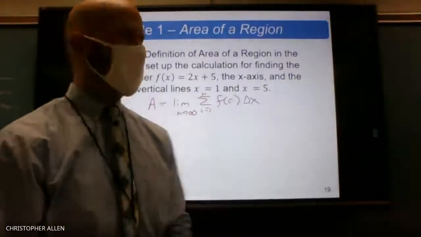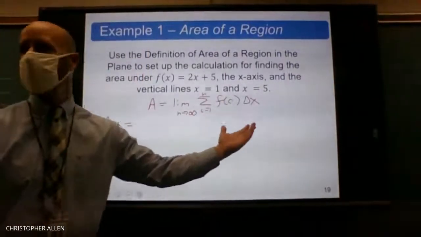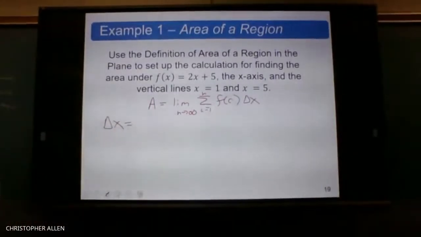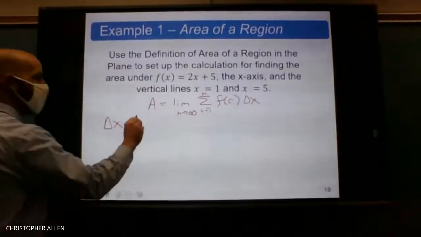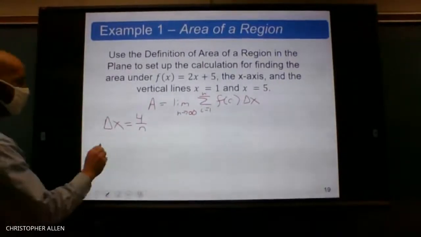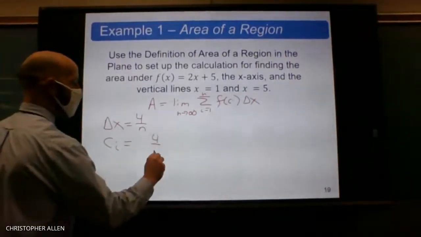All right, so my guess is most of you guys remember this is the formula that I just wrote, and you probably looked it up or figured it out on our last example. What is delta x here? It's 4 over n, right? That's what our delta x is. C sub i is 4 over n times i.